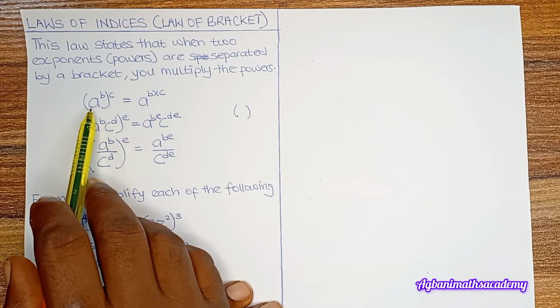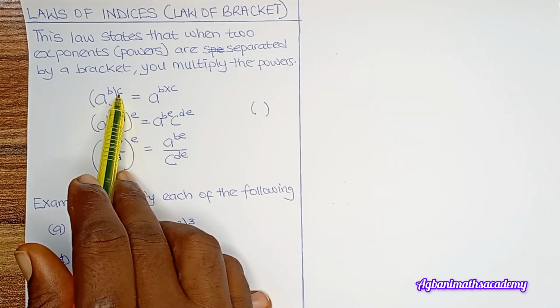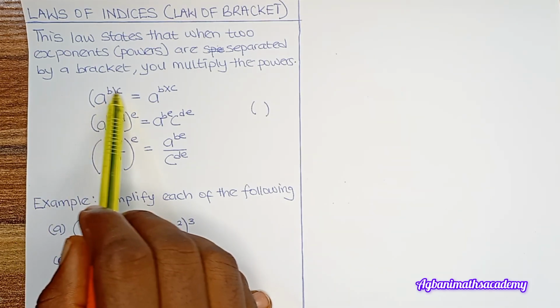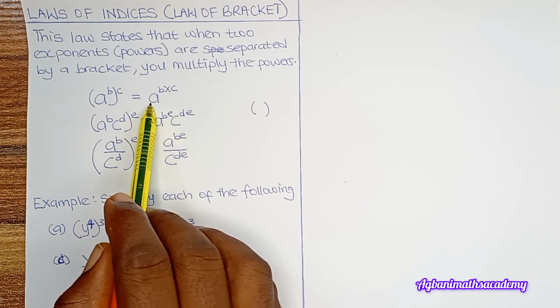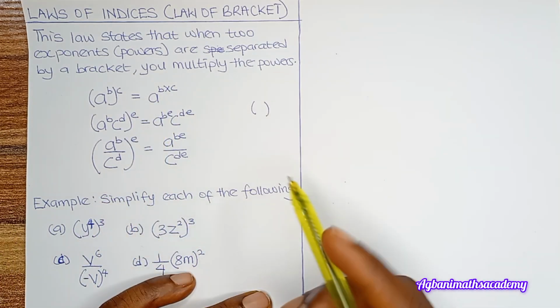Let's look at these simple situations. We have bracket a to the power of b, and this we have a power of c here. So in order to remove this bracket, all you need to do is multiply the powers b and c to give us a to the power of b times c, or a to the power of bc.